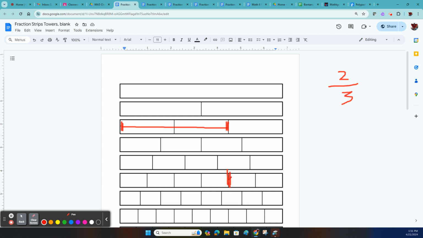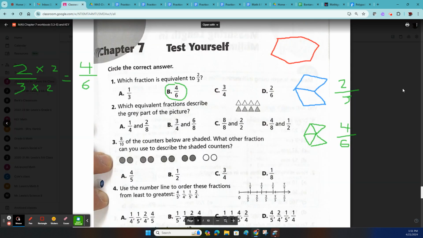Cool. What fraction actually is this? Well, there's 1, 2, 3, 4, 5, 6. 6 total. And how many is that shaded in? 1, 2, 3, 4. 4/6. Hey, check it out. These are equivalent to each other. Cool. So there you go. 3 different strategies for proving that 2/3 actually is equivalent to 4/6.